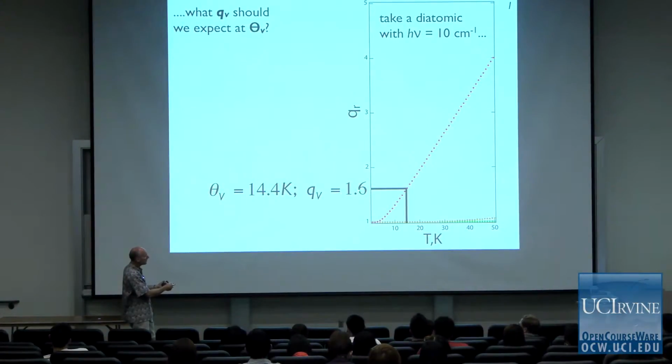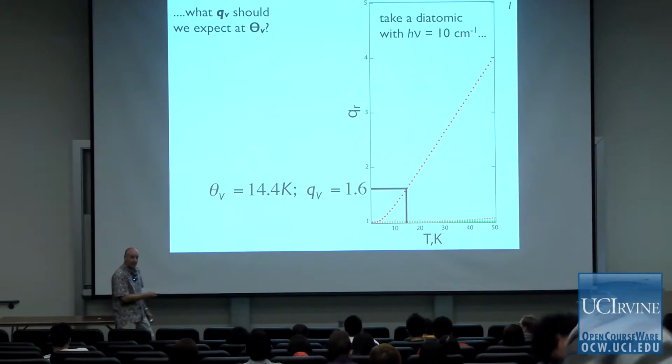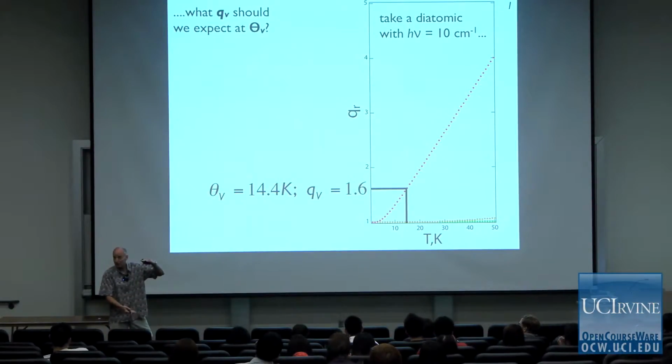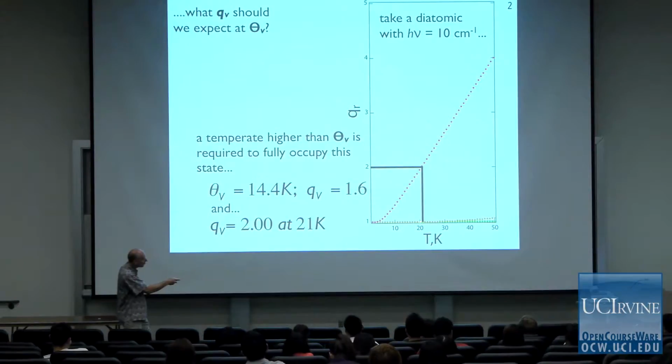In other words, we're occupying the ground state, of course, that's the 1, but that first excited state is not fully accessible by the system. Only 1.6 total states, including the ground state, are thermally accessible at this characteristic vibrational temperature. If we want that to be 2, indicating that that first excited state is fully accessible to the system, we have to go all the way up to 21 degrees Kelvin.